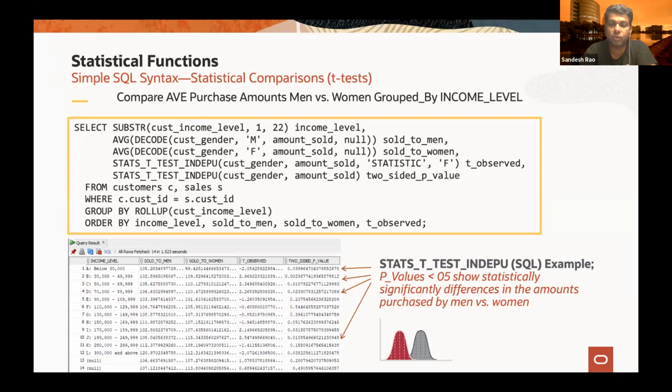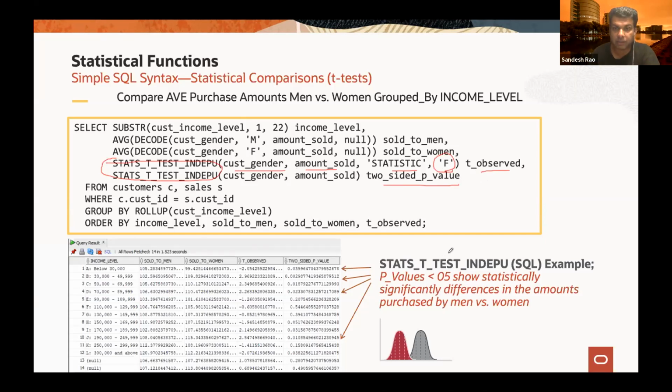So if you want to find out the comparison between the purchase amounts of a particular good between men and women, grouped by income levels, where there's a significant difference in the amount purchased by men versus women, we use a statistical function called the t-test, and the function is stats t dep indep u. This is a statistical function: gender, amount sold, statistic, and then I've passed the attribute value as to what is observed, and I calculate something called a two-sided p-value. Now forget what a two-sided p-value is. A two-sided p-value in this case is what actually comes out as the outcome of the statistical function.